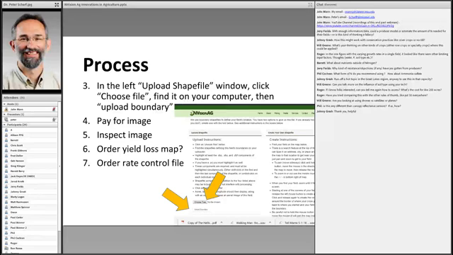But if you're going to do a planned application on 200 acres where you wanted the picture and then a rate control file, and you knew you were going to apply nitrogen because you're only half fertilized, you'd be looking at $3.50 an acre, which would be $700 for that field.